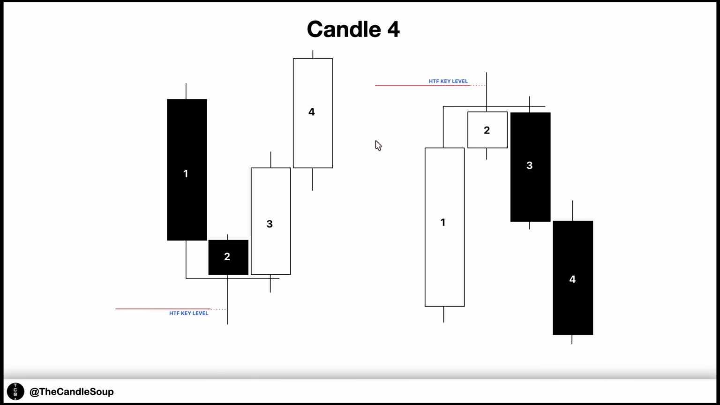So let's quickly summarize the entire process. In a bullish setup, candle 2 sweeps below candle 1's low and closes back above it. Candle 3 then delivers a strong continuation close above candle 2's high, and candle 4 continues the expansion. In a bearish setup, candle 2 sweeps above candle 1's high and closes back below it. Candle 3 confirms the move with a strong bearish close beneath candle 2's low, followed by candle 4 continuing lower.